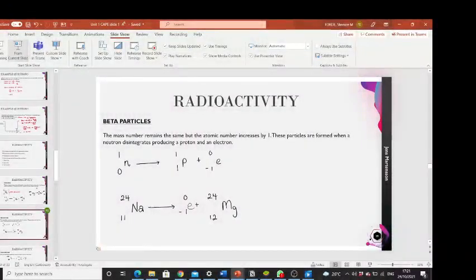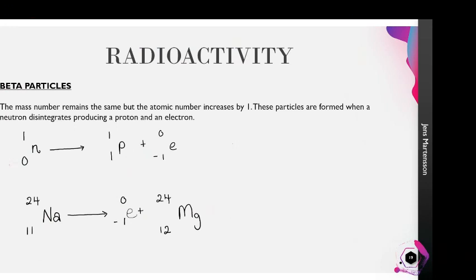So our next emission that we have is a beta particle. In a beta particle, the mass number remains the same, but the atomic number increases by 1. These particles are formed when a neutron disintegrates, producing a proton and an electron. Alright, so here we see our neutron that is forming 1 proton and 1 electron.